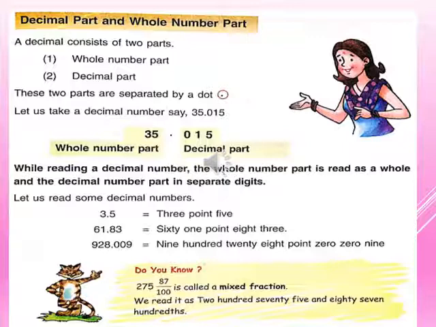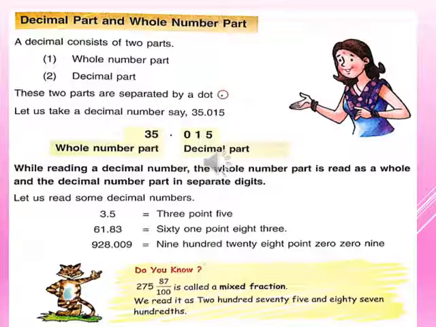See the third example. 928.009. Here the whole number part, 928, we read as it is. And 009 is the decimal part. So we have to read the number like this: whole part as it is and the decimal part in separate digits.